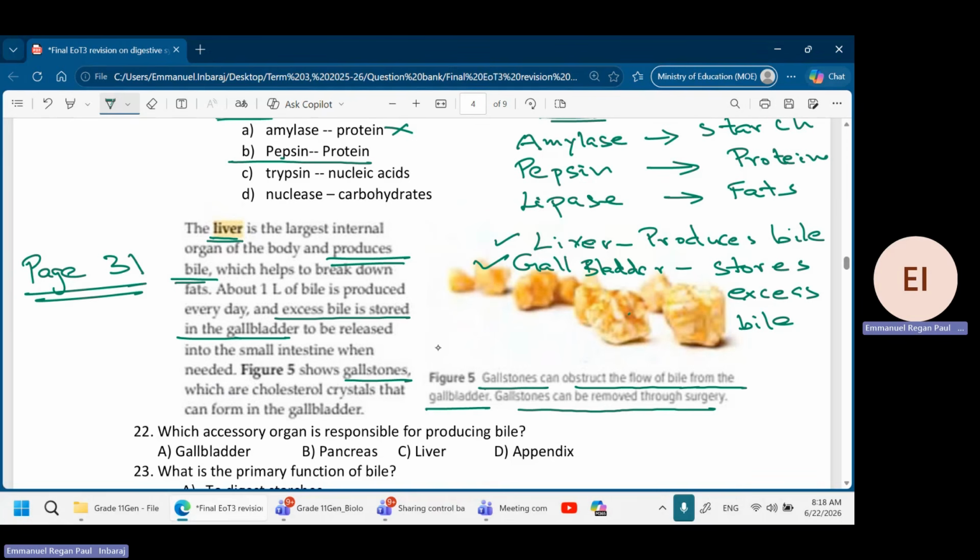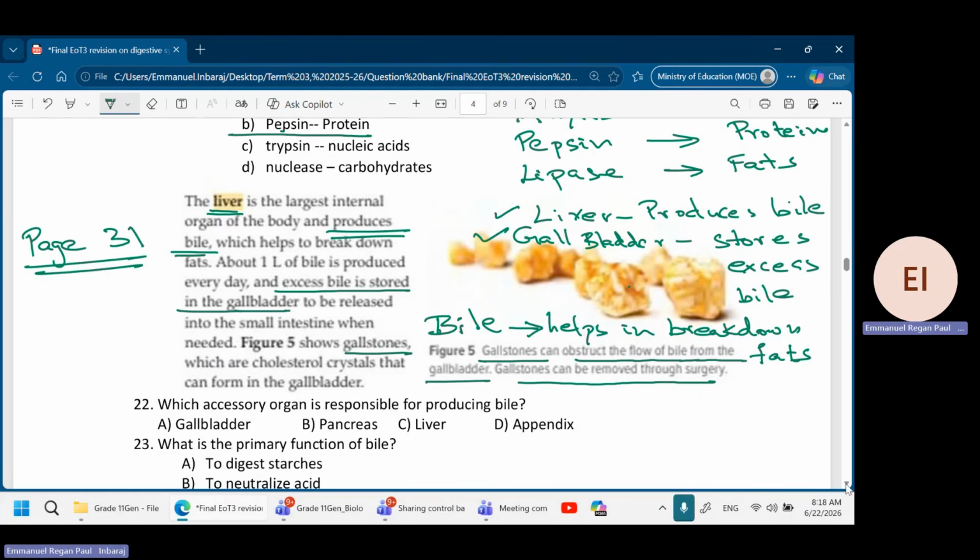If you want to know what will happen, first of all, what is the function of bile? Bile helps in breaking down fats. Now, if the gallstones are there, the bile will not be secreted and bile cannot do its function. Bile cannot do the function, so it cannot break down the fats. So now let's see what are the questions on it.